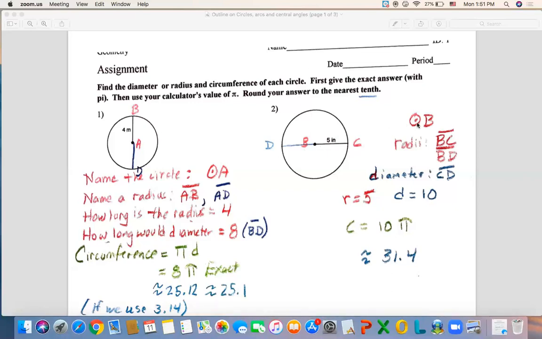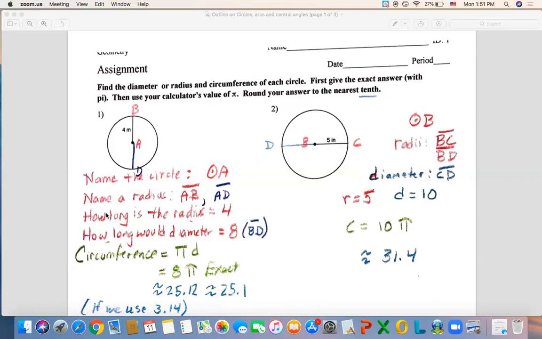Over here, we have circle B. As we do this, it makes sure that our circle is a particular circle. If I'm talking about circle A, everybody should look at this circle. If I talk about circle B, your focus goes over here. So when we name a circle, we use this symbol right here, and we include a capital letter which represents the point that's the center of the circle.